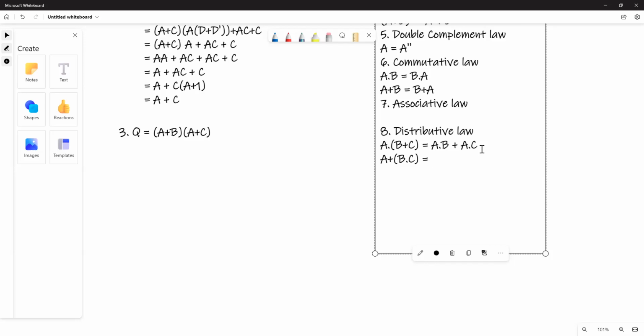Right? And this is simply the idea of dot becomes plus, right? You can try this with the truth table if you want.